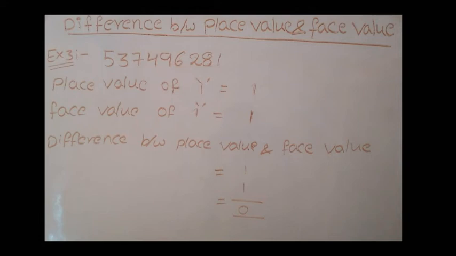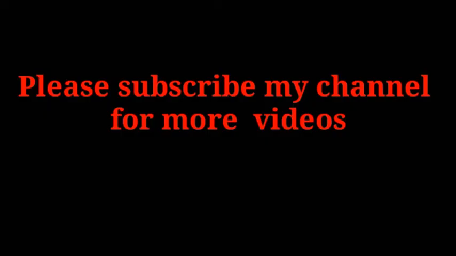And next, face value of 1. This is also equal to 1. Now calculate the difference between place value and face value. Subtract face value from place value. You will get the answer. 1 minus 1, 0. Hence the difference between place value and face value of 1 is 0.